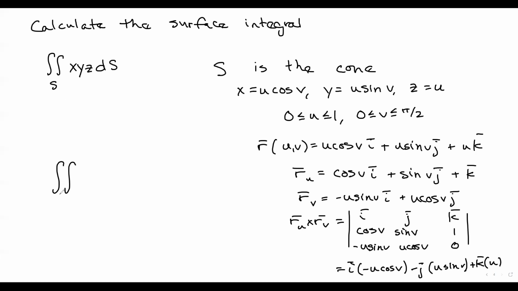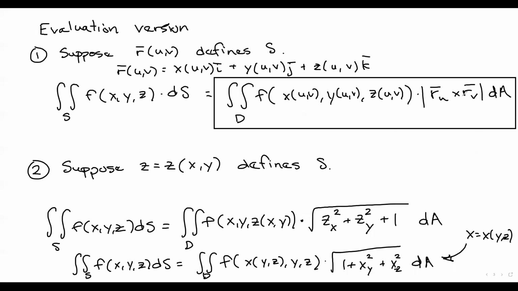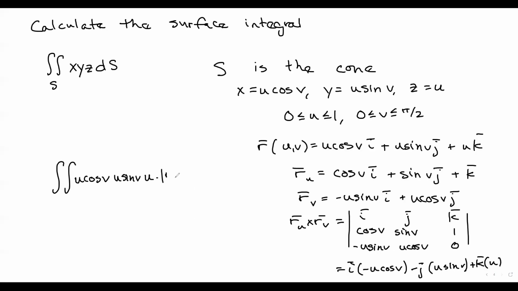Okay, so now this is what I was about to do earlier. We're just going to substitute. So what is x? x is u cosine v. What is y? u sine v. What is z? u. And then we want to multiply that by the length of r_u cross r_v, dA. Now we can figure out what that is.